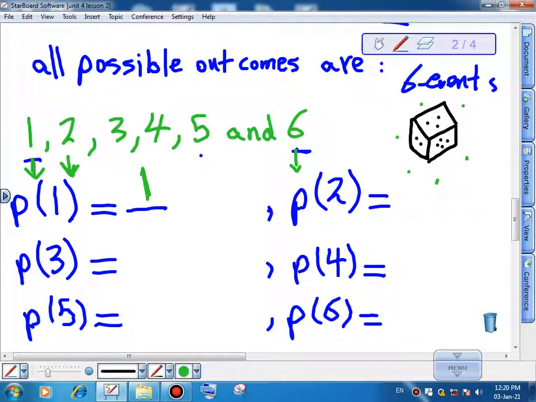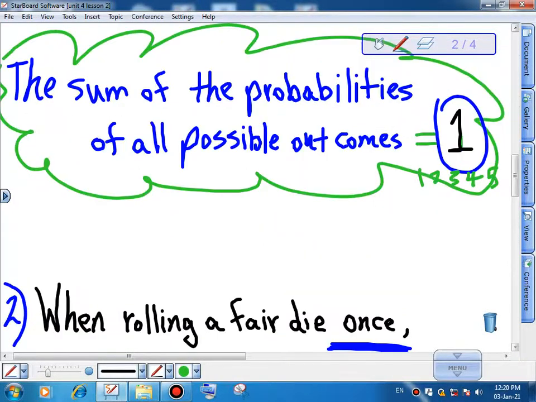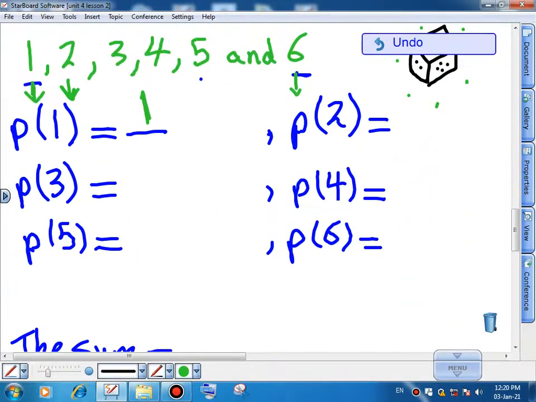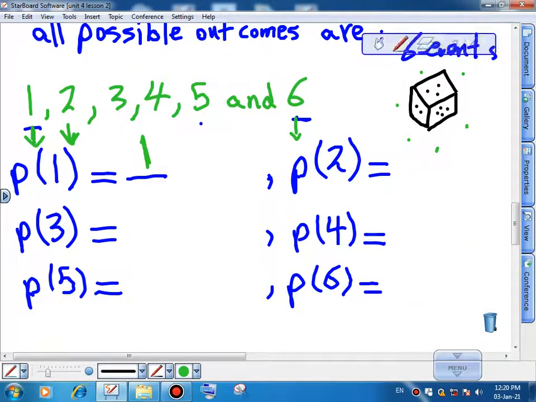So the number of occurrences of event 1 is 1, over the total number of all possible outcomes. How many results can I get from this die? I will get 1 or 2 or 3 or 4 or 5 or 6. It will be 6 results. So the total number of all possible outcomes will be 6. It will be 1 over 6, or 1/6.